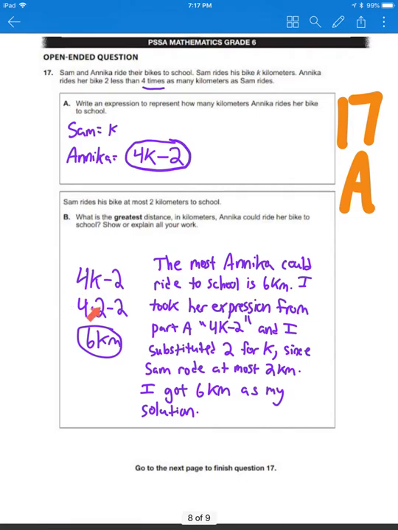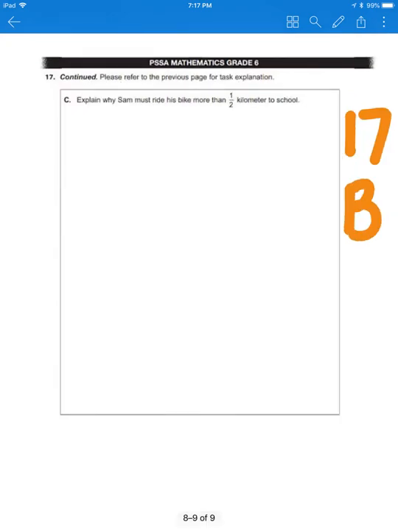The expression, I put the 2 in for the K and I got 6. But here's what I said. I said the most Annika could ride to school is 6 kilometers. I like to start with my first sentence as my solution. I took her expression from part A, 4 times K minus 2, and I substituted 2 for K since Sam rode at most 2 kilometers. And that's what I showed here. I substituted the 2 in for the K. And I said, I got 6 kilometers as my solution. So I basically just explained in a few sentences what I did here. I took the expression, I substituted 2, I got 6 kilometers. That's it. All right. Now, let's go on to the next page.